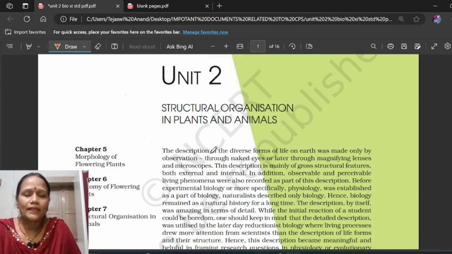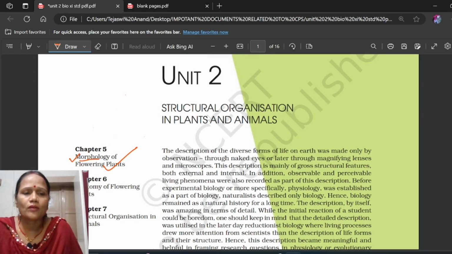For this, you know that in NCERT books there are so many important topics that you have to understand very thoroughly. This is chapter 5 in unit 2 that we have to study today, structural organization in plants and animals. First of all, we have to study morphology of flowering plants.